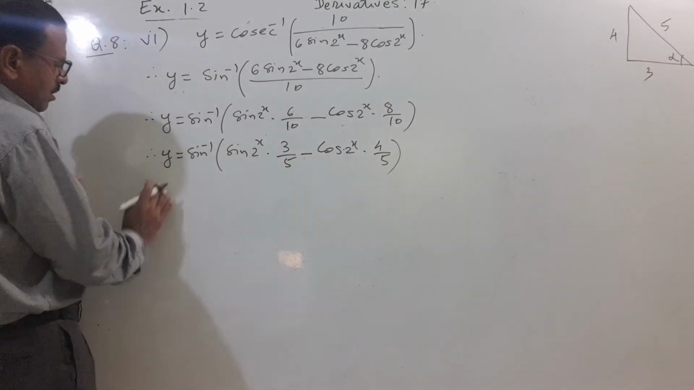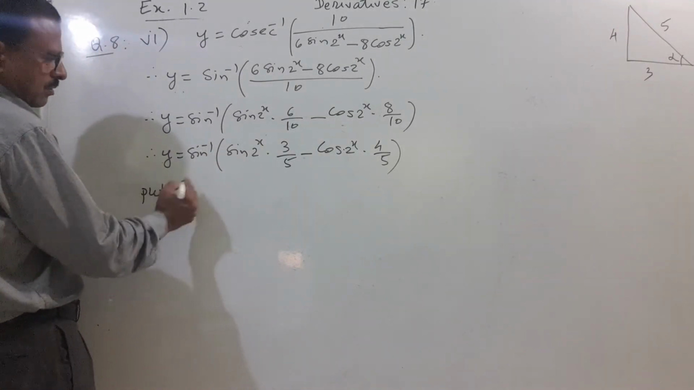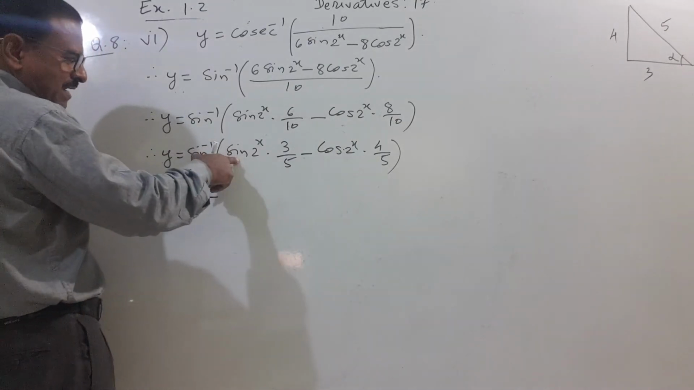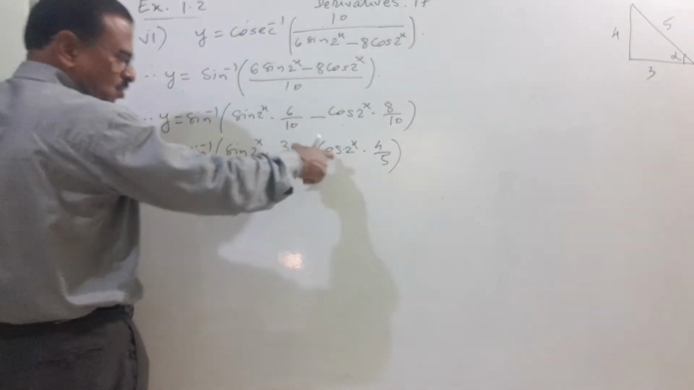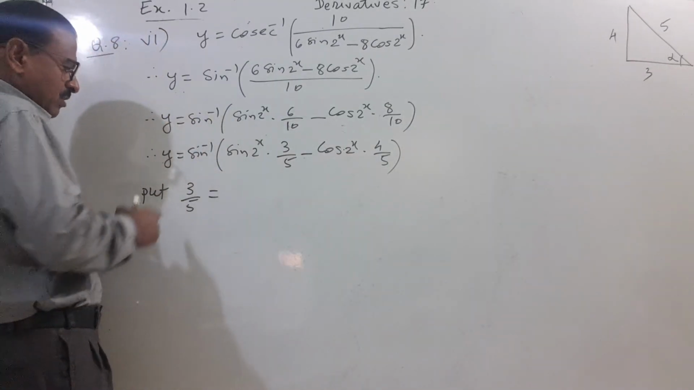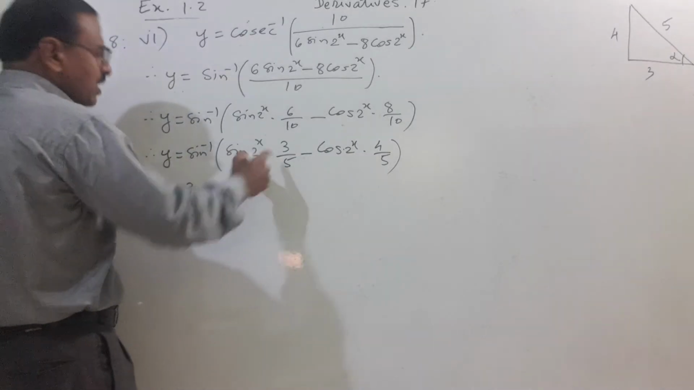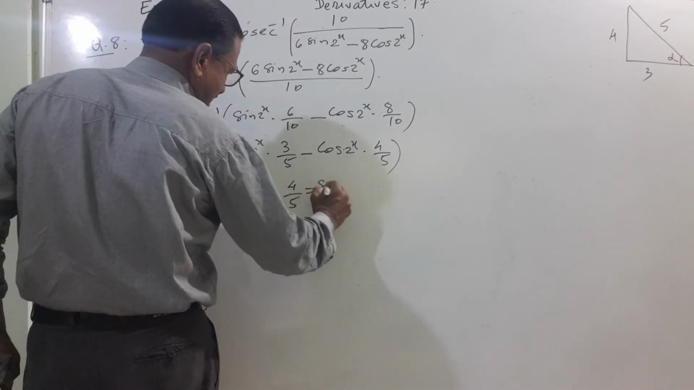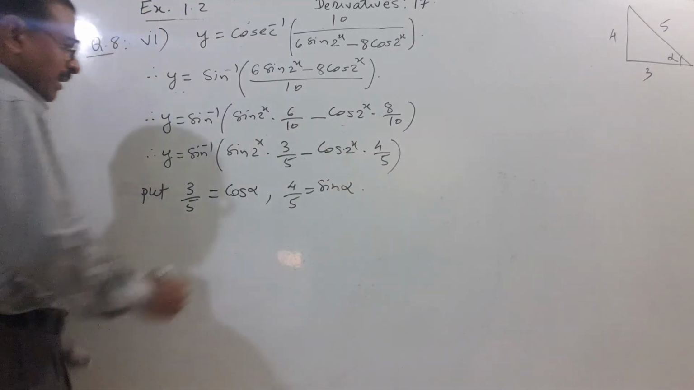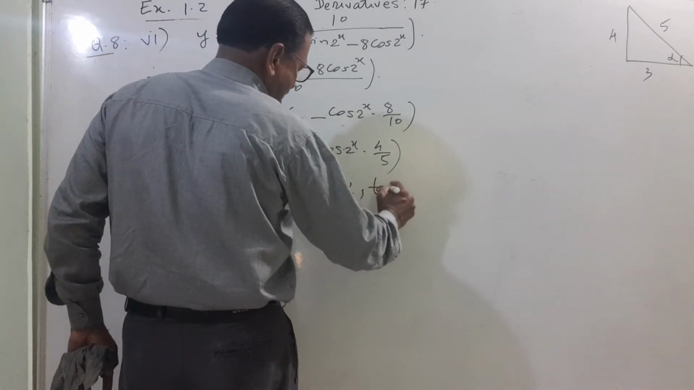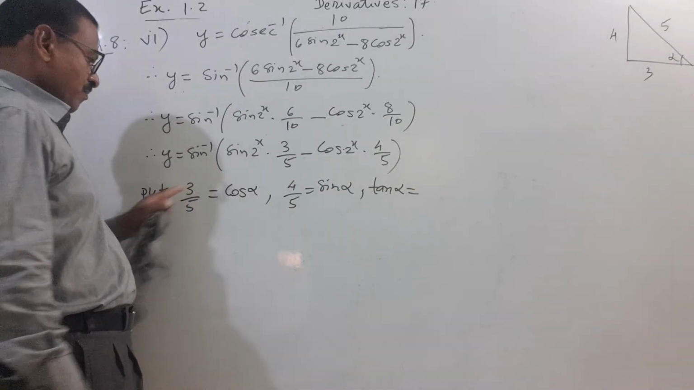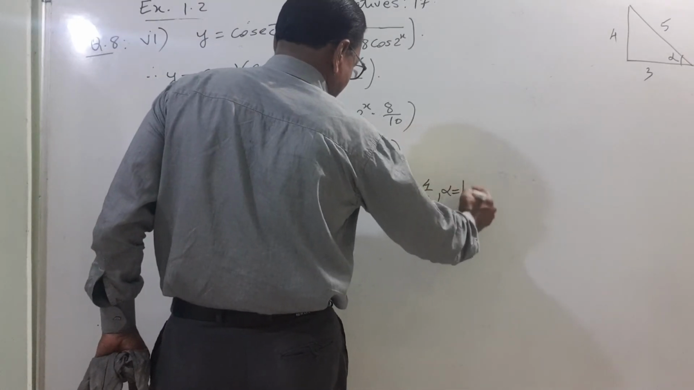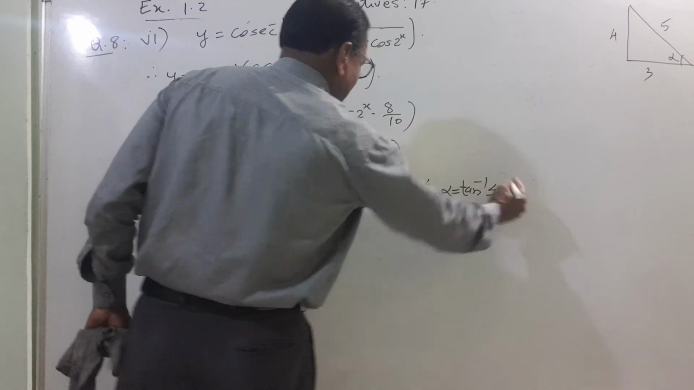So y is equal, put 3 upon 5 is equal to, this is sine. I want sine A cos B minus cos A sine B. That way I want to find. So 3 upon 5 should be definitely cos of alpha. And 4 upon 5 is equal to sine of alpha. Tan alpha is equal to how much? Tan alpha is equal to sine upon cos, means 4 upon 3, and alpha is equal to tan inverse of 4 upon 3.